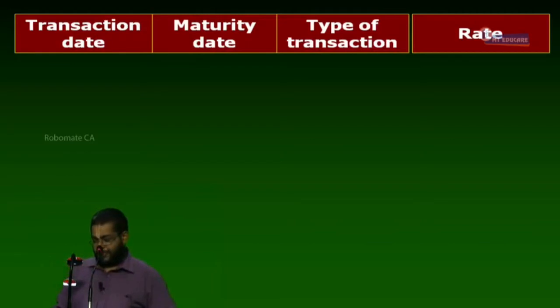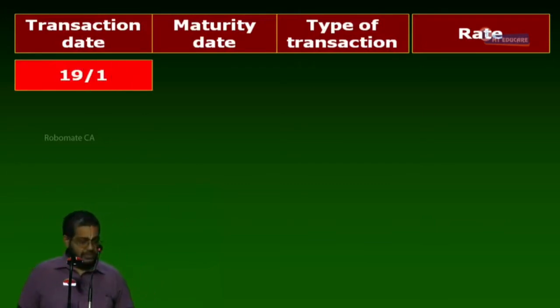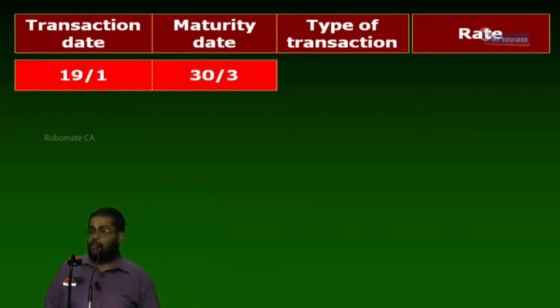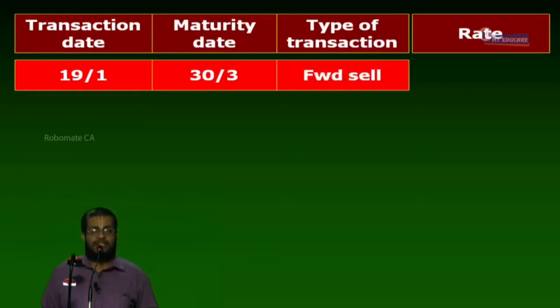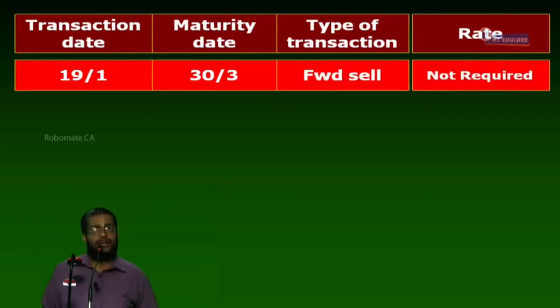Now, I went to the bank for the first time on which day? 19th January. To enter into a forward maturing on what day? 30th March. Did I go to the bank for a forward purchase or sell? Forward sell. Though the question has given you the rate, is it required or not required? Not required. We just discussed it.